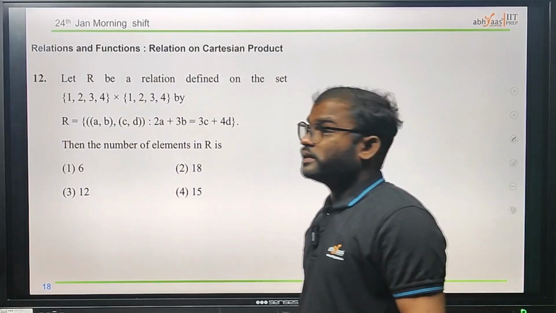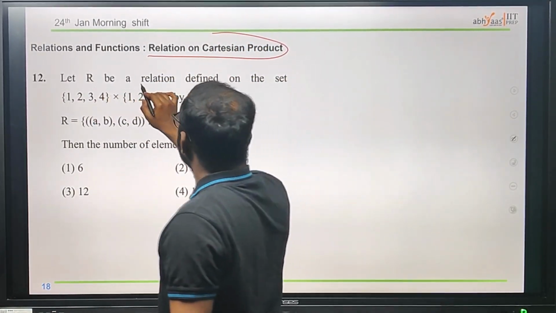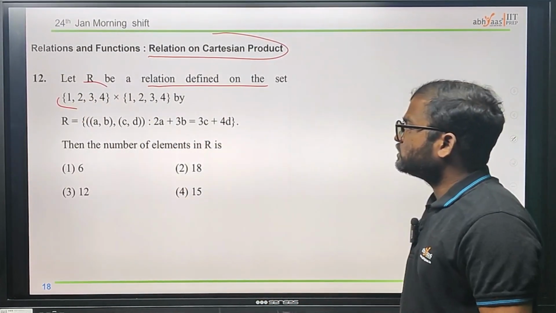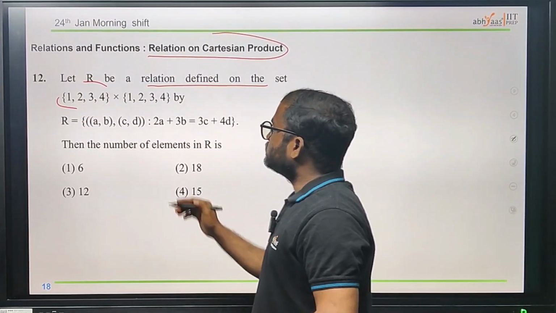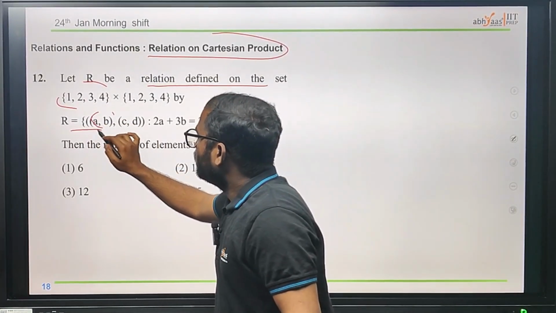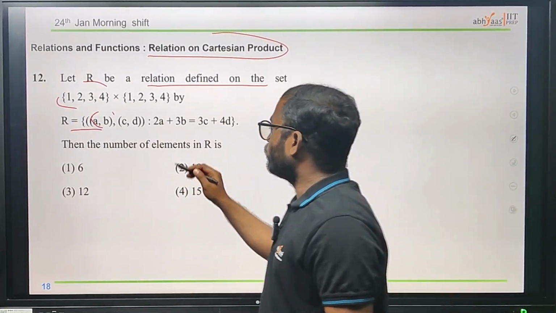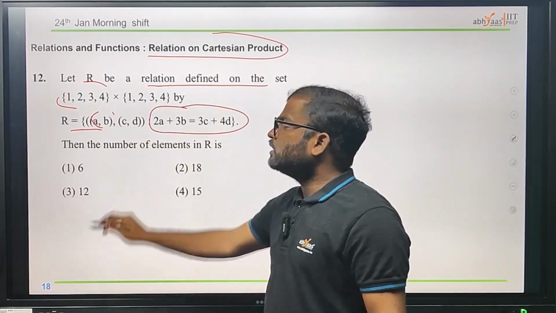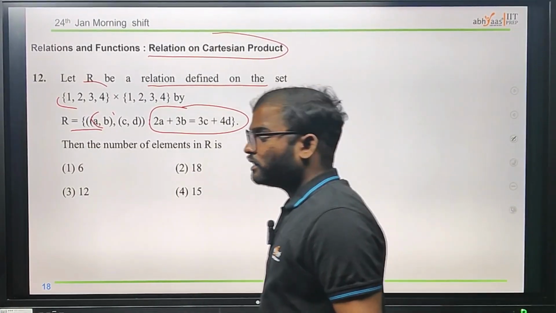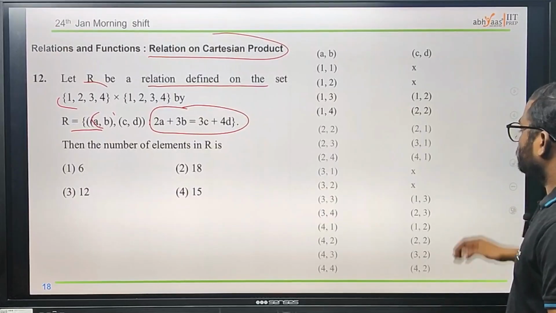And next, based on the relations and functions, relations Cartesian product, which is let R be a relation defined on the set 1 2 3 4, 1 2 3 4. See, if you observe that this is a Cartesian product, which is the relation which is nothing but this one, A comma B, C comma D, which is nothing but A cross A, B cross C, D cross. I hope you understand what I am saying, which satisfies this condition. Now they are asking what is the number of elements present in this relation. If you observe, we can write it as this one.